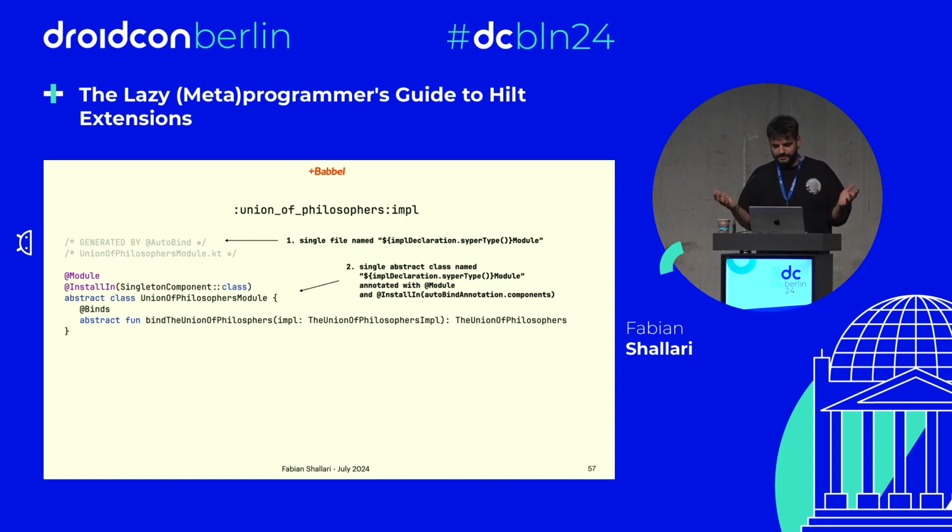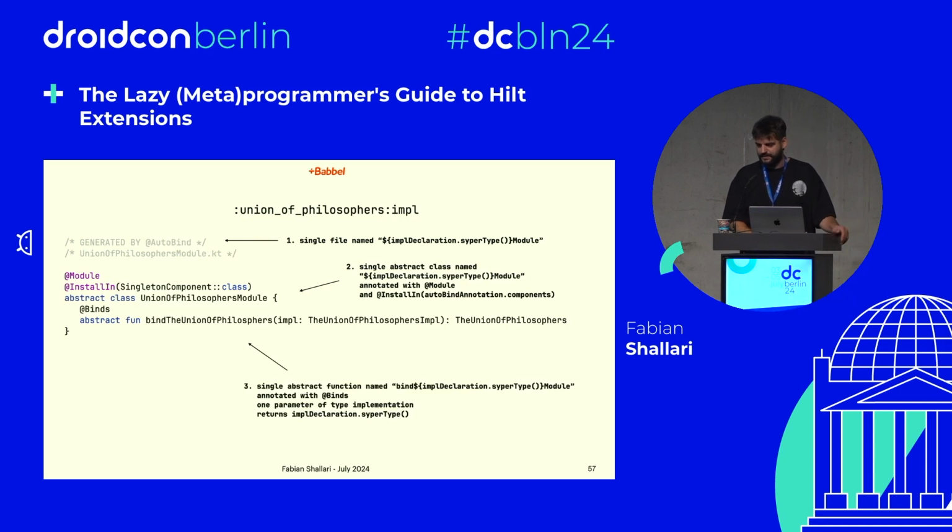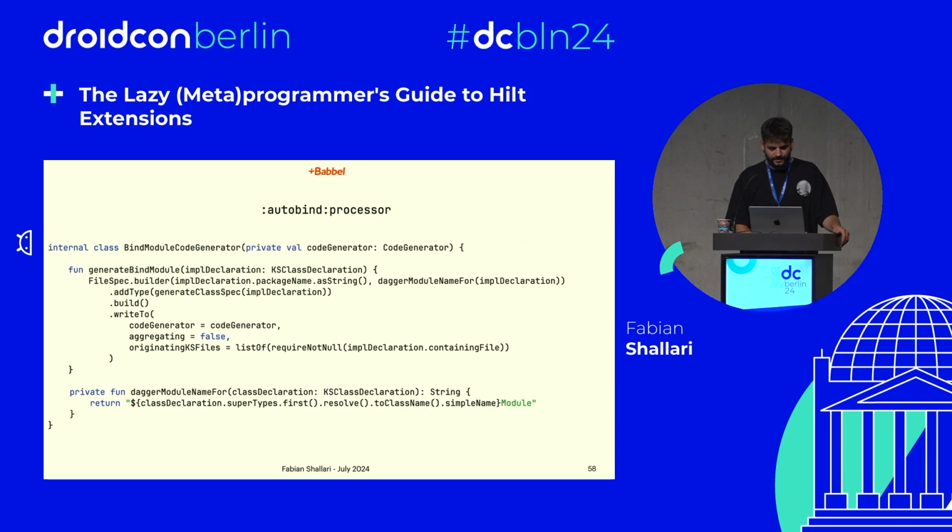The second step is a single abstract class, also with the same name, annotated with this module from Hilt and install in. And the third step is we want a single abstract function, also with the same name, annotated with binds. This function takes one parameter of the type of the implementation, and the return type of this function is the supertype.